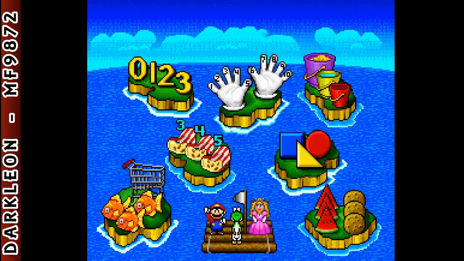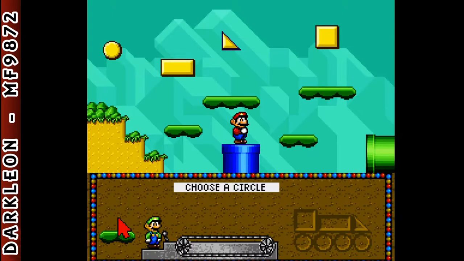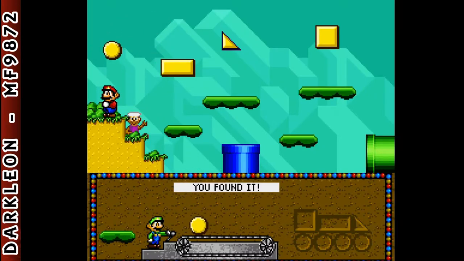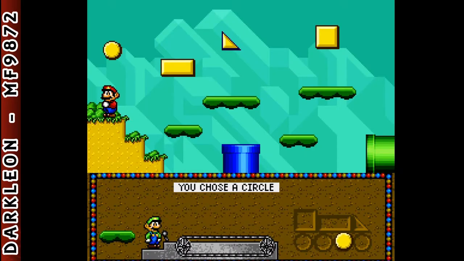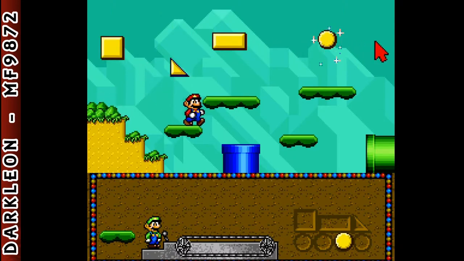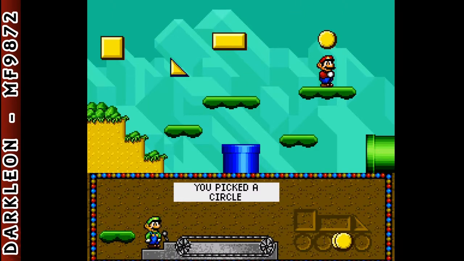Let's go to Shape World. Choose a circle. You found it! You chose a circle. Find a circle. I like your choice. You picked a circle.